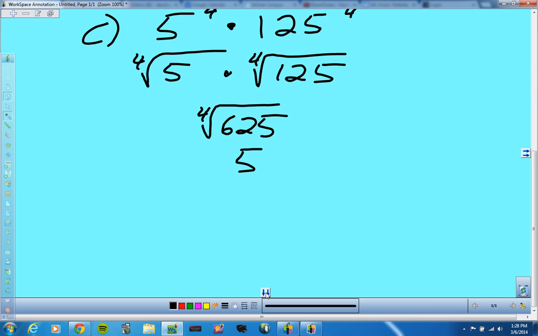Moving on, I think we got a part D here. You can do this one on your own. So 3 to the 1/2 power times 12 to the 1/2 power.